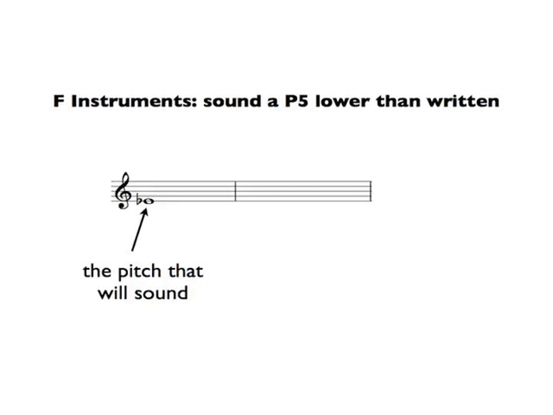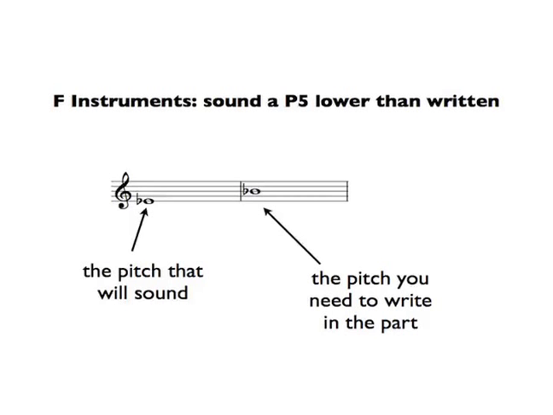Okay, now let's try an English horn player, and we want him to sound an E flat. We want him to make the pitch sound like an E flat on the piano. So what pitch are we going to write in his part? Stop the video, figure it out. Okay, we want the sound to be an E flat, and sounds, as you know, are lower than written. So we need to go up a perfect fifth to find the written pitch. So if it sounds an E flat, what are we going to write? Ta-da! A B flat.